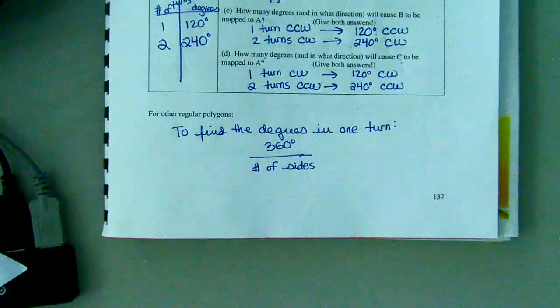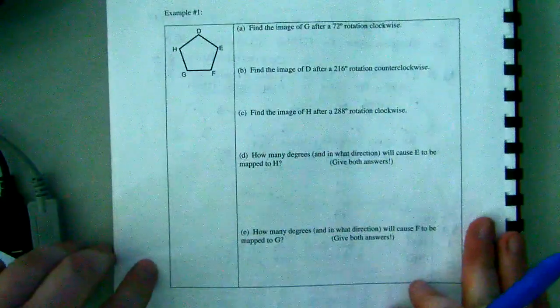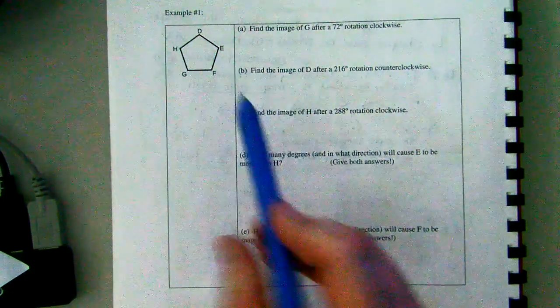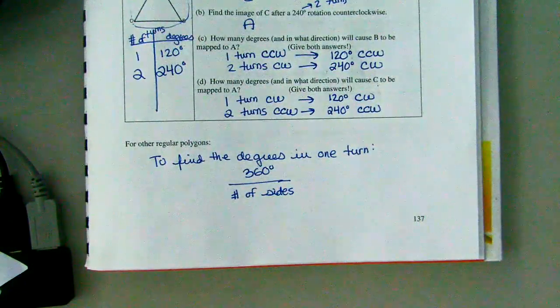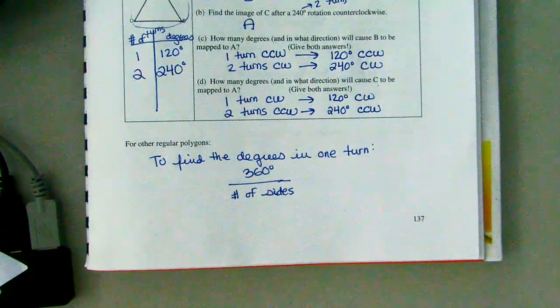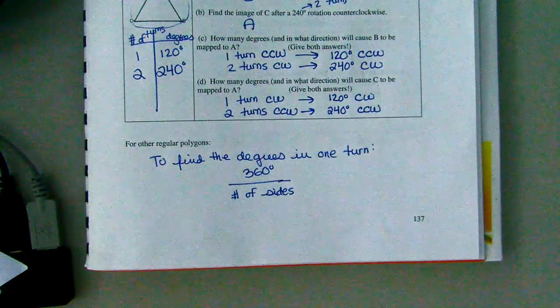So let's turn the page, please. Remind me what that rule is. Yep. To find the degrees in one turn, our rule says we'll do 360 divided by the number of sides. Anyone still need another moment? Okay, next.